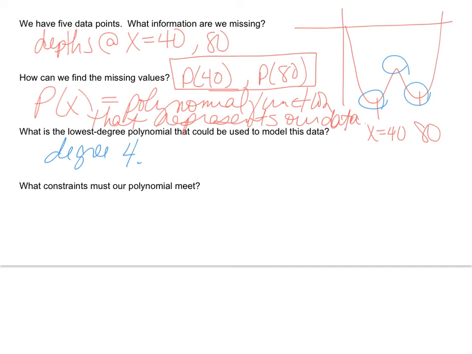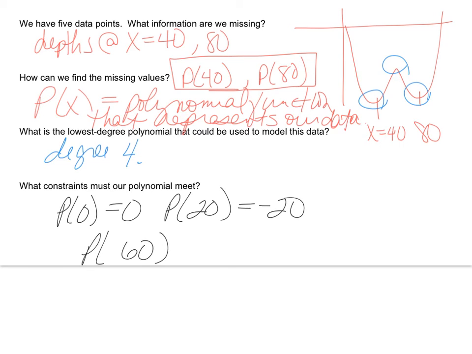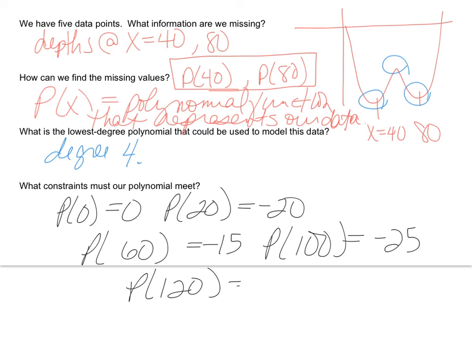We know a few of our points. We know that p evaluated at 0 is 0, p evaluated at 20 is negative 20, p evaluated at 60 is negative 15, and p evaluated at 100 is, oh goodness, we actually have a lot of points, negative 25. P at 120 is also 0. Those are our constraints. Those are the dots, the points that were given in the graph itself. We were given 1, 2, 3, 4, 5 points.